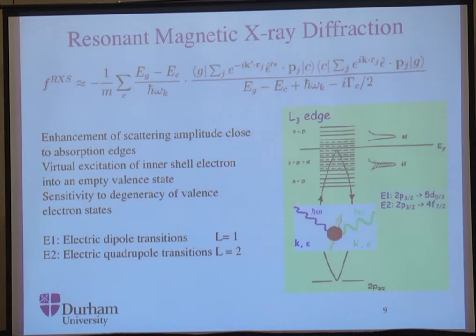There are a number of different transitions, and the terminology is E1 is the term used for electric dipole transitions, in which this change is an L number of plus and minus 1. And there are also quadrupole transitions with an L change of 2. So, for example, here at the L3 edge, E1 would correspond to a 2p to a 5d, or 2p to a 4f, depending on whether it was a dipole or a quadrupole. And this is used quite a lot in particularly heavier elements like lanthanides and actinides, because as you saw in the uranium arsenide, you can get quite large resonant enhancements of the magnetic scattering.